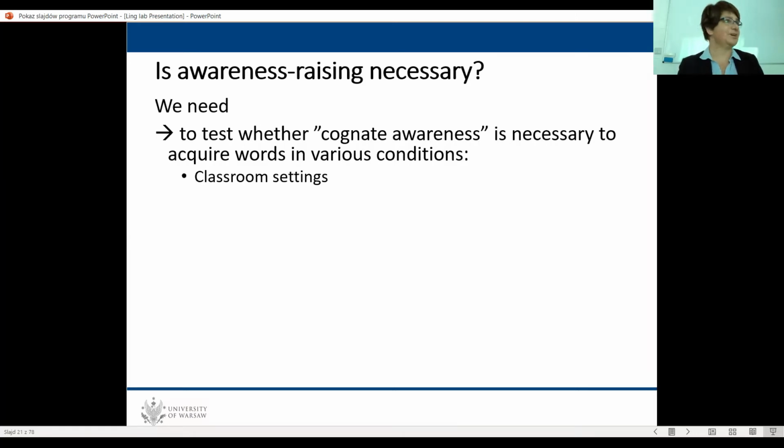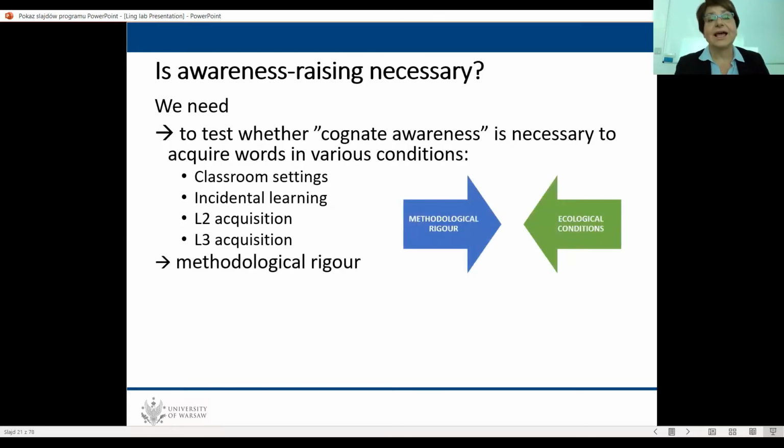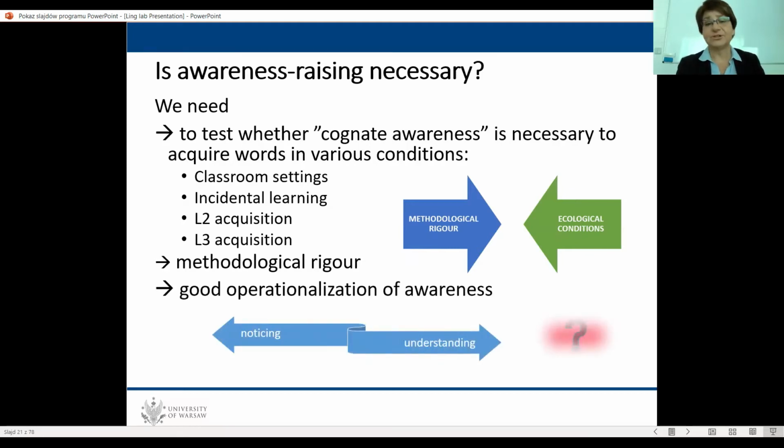In classroom settings, because we are not only researchers but also teachers. We have to check if this matters when we present learners with words in texts, and whether they can acquire them incidentally. We want to check that in a second language context, but also in a third language context, because we know that we don't often just finish at the second language. What we also need is a lot of methodological rigor, so not only ecological validity, but also methodological rigor in the studies, and good operationalization of what we mean by this kind of awareness.